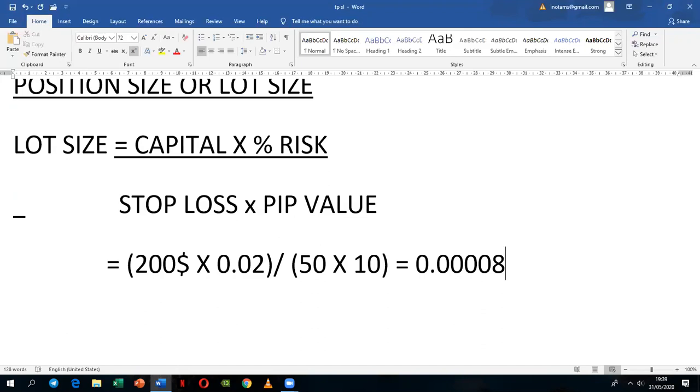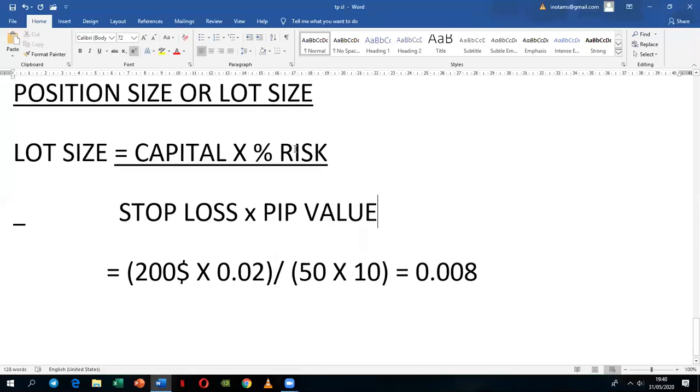Double check. So here we have 4. The first value is 4. 4 divided by 500. It's supposed to be 0.08. It's supposed to be like this. I think you made a mistake somewhere. Here you get 4 divided by 500. So remember, this will be your lot size that will keep you longer in the game.